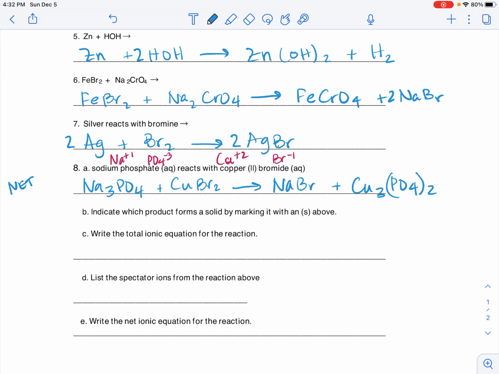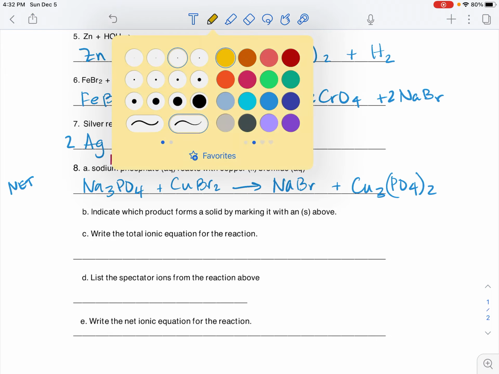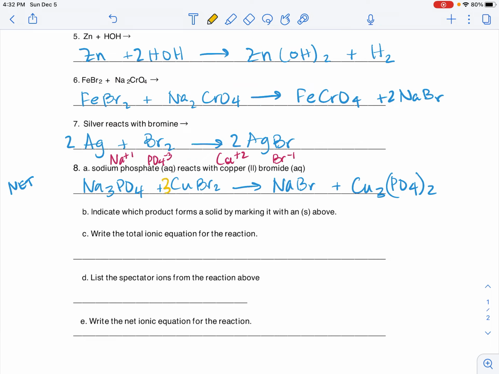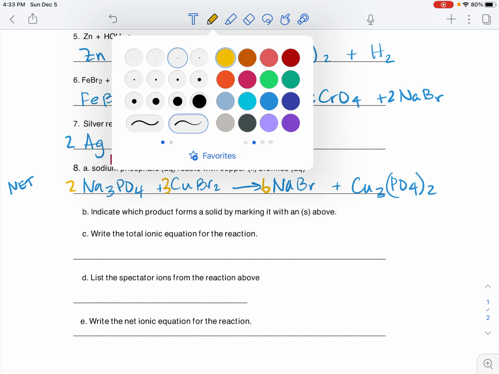And where should we start? Let's start with the coppers. Maybe we're going to get scrunched, so let's put up these. So 3 coppers, 6 bromines, 6 sodiums, 2 times 3 sodiums, and then you already have 2 phosphates. So there is your correctly balanced reaction. That's all you have to do for that first part.